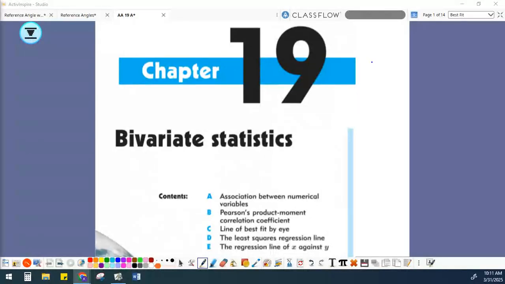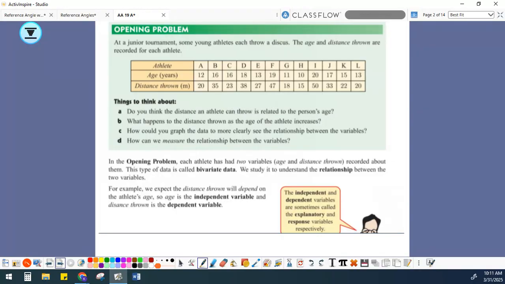Chapter 19 is on bivariate statistics. So bi just meaning two variables. And so we're going to start with section A, which is the association between numerical variables.